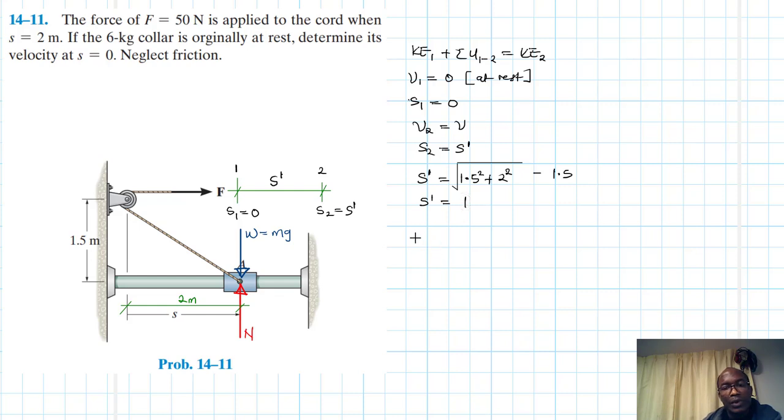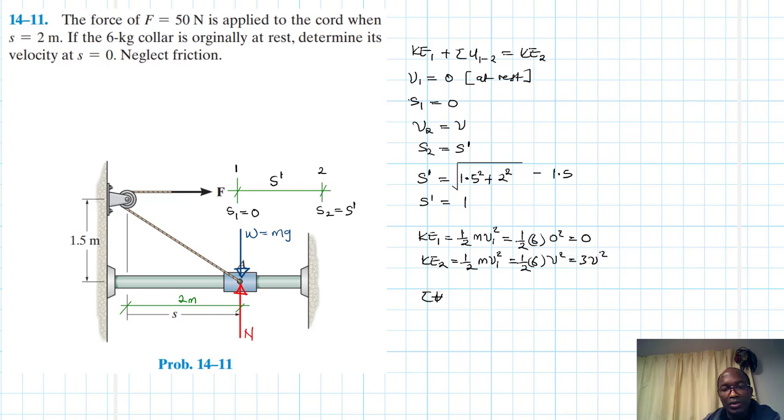Then we have KE1, which is equal to half m v1 squared. The kinetic energy is always going to be positive, so we have half times the mass of 6 times v1, which is 0. This is just 0. Then we have KE2, which is half m v2 squared. This is equal to half times 6, the mass of our collar, times v squared, and this is just 3v squared.